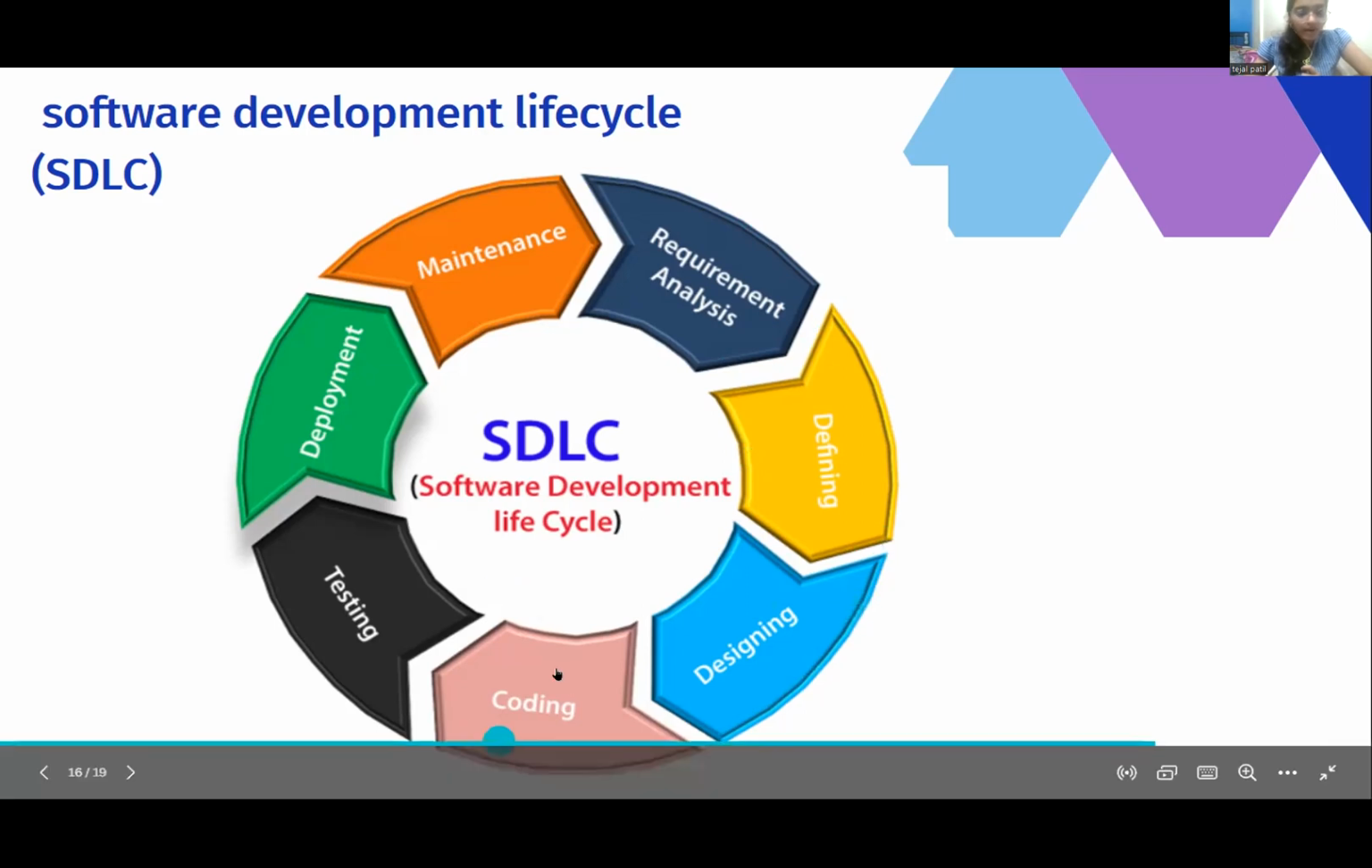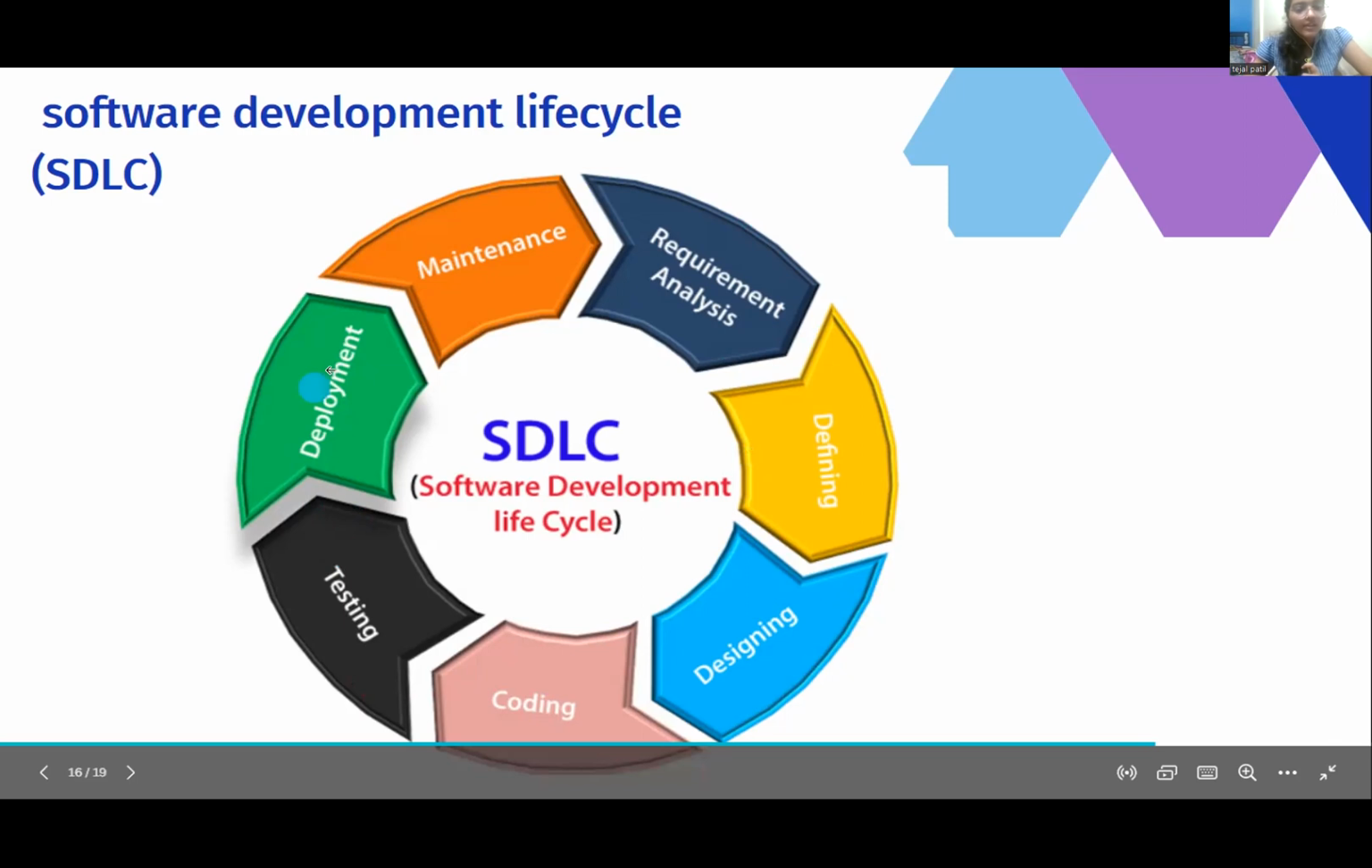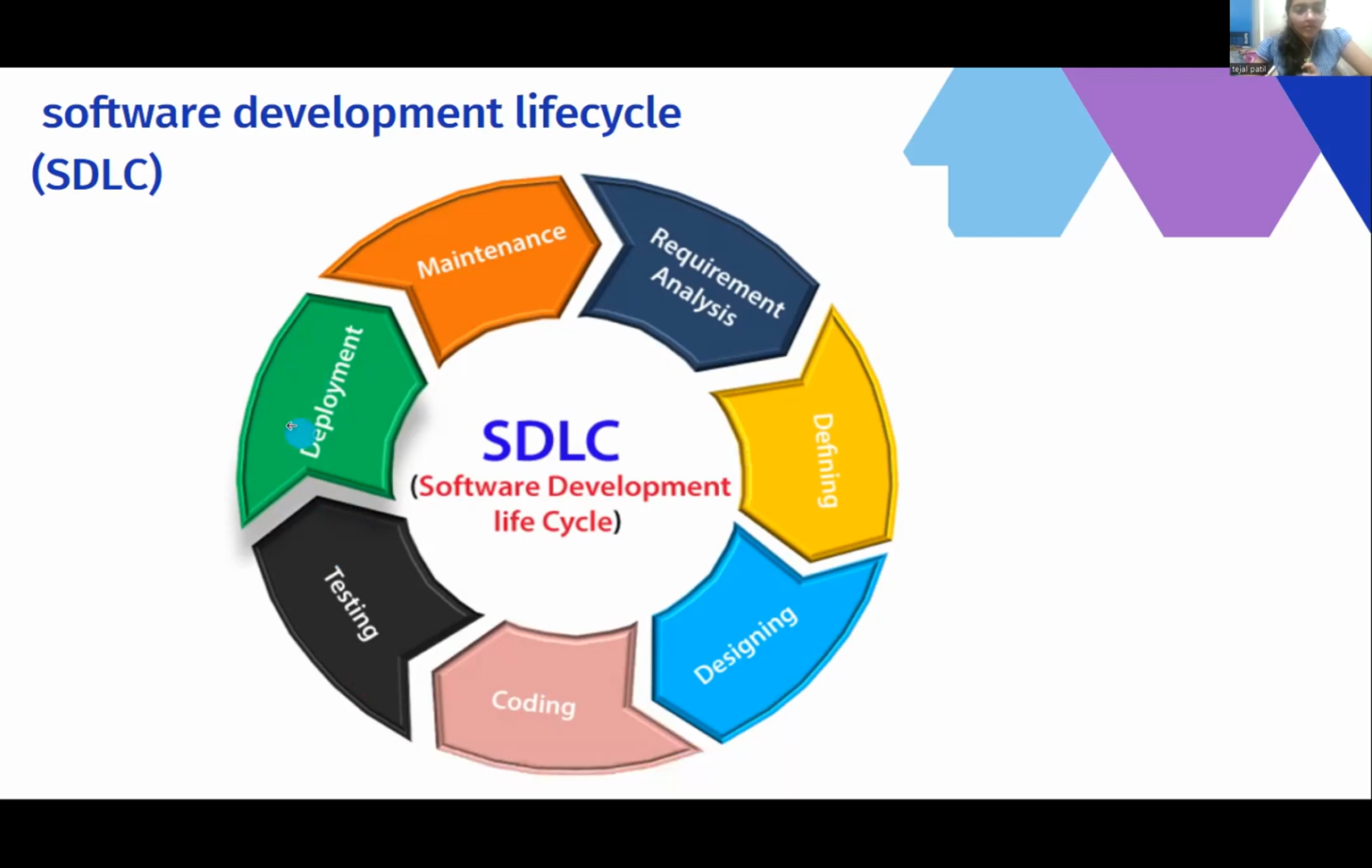In the coding part, all the developers code the program. So all the coding is done by developers in this coding phase. Then is the testing phase. In this, if any issue comes up and needs to be fixed, all the testing is done in the testing phase. After that, the software is officially deployed into the market. And the last phase is maintenance. If the software needs any update or if you add new features to your software, all that is covered in maintenance.